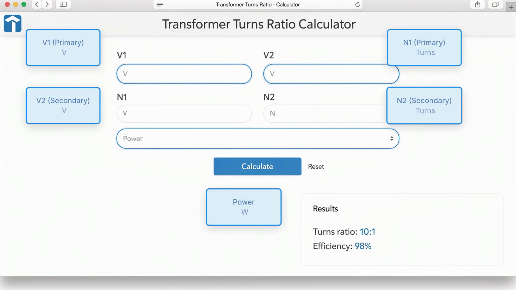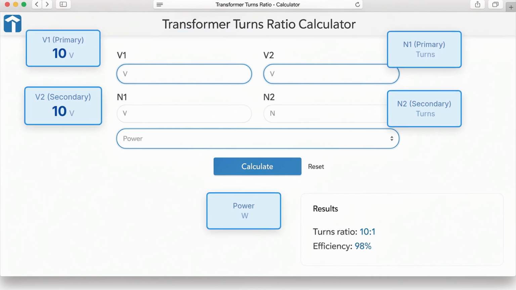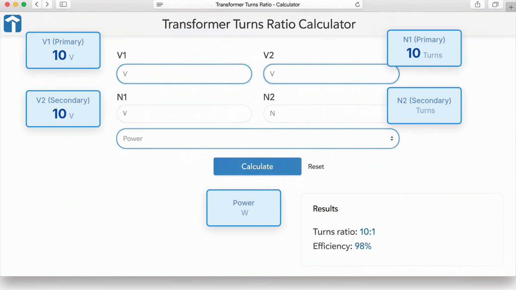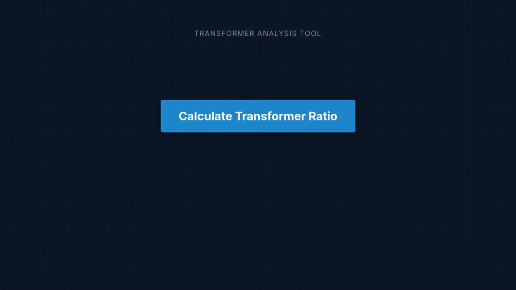For this demonstration, I'll input 10 volts for primary voltage, 10 volts for secondary voltage, 10 turns for primary turns, 10 turns for secondary turns, and 10 watts for power. After clicking Calculate Transformer Ratio, here are our results.